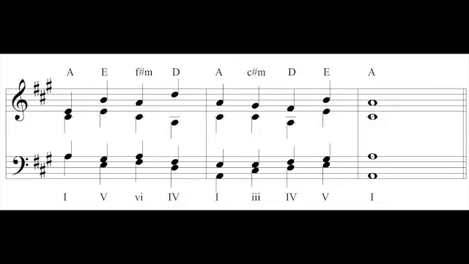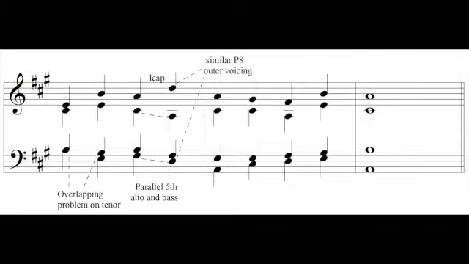There are so many problems and I don't even know where to begin. Let's look at first two notes of tenor. They are overlapping. The third note of first measure, bass and alto is moving in parallel fifth. The last chord in the first measure, the outer voicing is landing on perfect octave, and soprano is moving by leap.